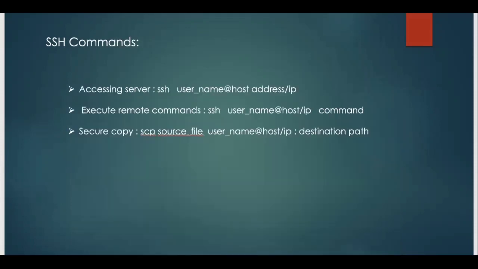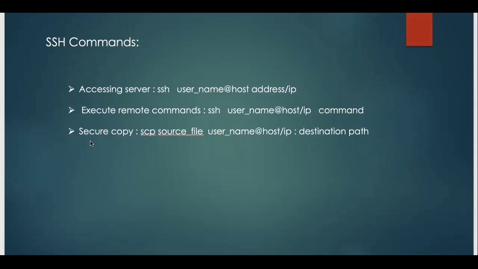So these are simple SSH commands that are widely used. For accessing a server, we'll just type ssh, then the username, and we can give the remote host address or the IP address of the remote machine. We can also execute remote commands on the remote host. It is basically the same, but at the end we can give the command. For example, if you want to list the directories on that remote machine, we can give ls here.